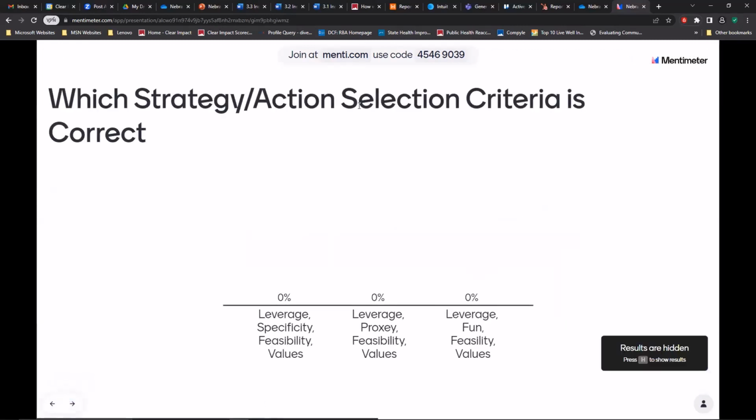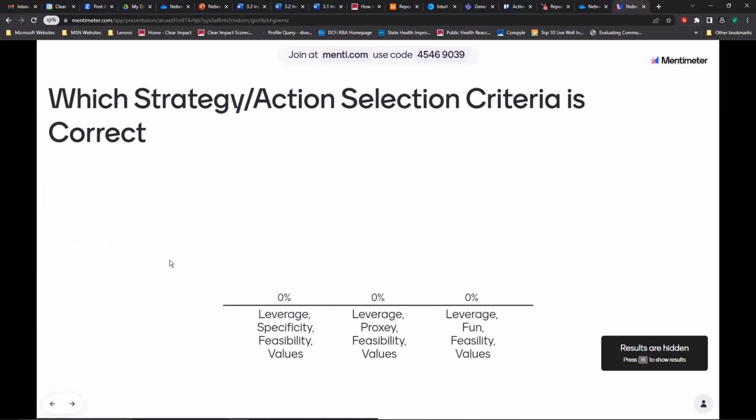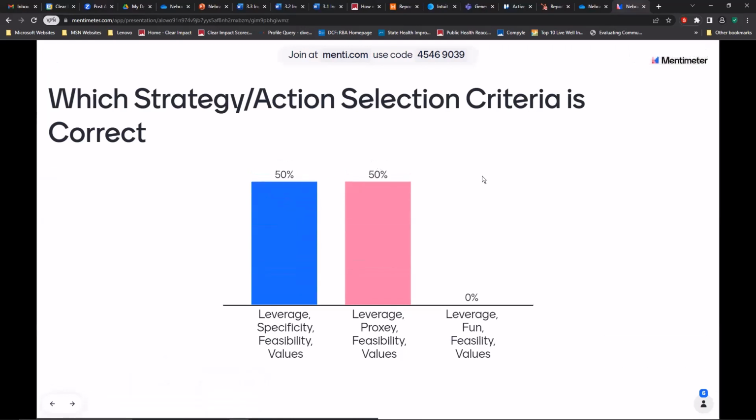All right, which strategy action selection criteria is correct? We talked about this during the first webinar and a little bit on the second. So leverage specificity, feasibility, and values, leverage proxy, feasibility and values, or leverage fund, feasibility and values. Okay, let's see what you think. All right, 50-50, but the first one is correct. Leverage specificity, feasibility, and values. Leverage proxy is related to selecting headline indicators or performance measures, not selecting actions or strategies.